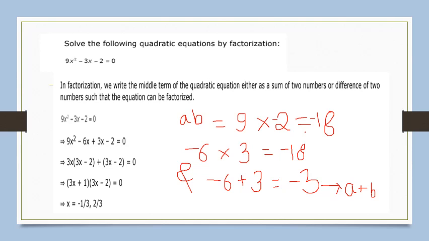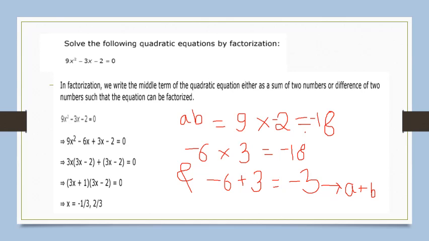Now the middle term is what? Minus 3. So when you take these two numbers, minus 6 and 3, its multiplication is minus 18 and its sum or difference is minus 3, that is ab. So we will use these numbers as minus 6 and 3, and then we will split the middle term, that is minus 3, in terms of minus 6 and 3.